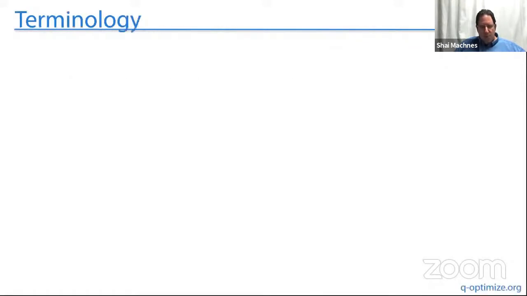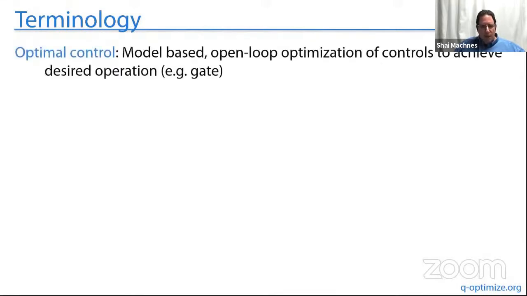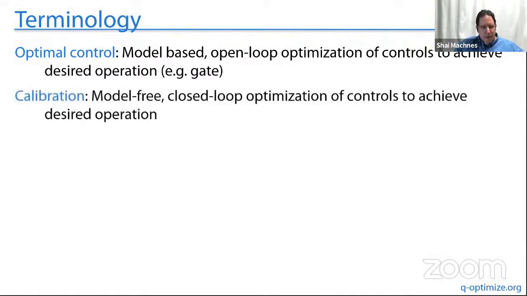So the basic terminology, so we're sure we're using the same terms for everything. We define optimal control as something that's model-based, where you do some open loop simulation and try to achieve the best possible controls to perform some operation. Let's say you want to do an entangling gate. You have calibration, which is a closed loop optimization where you use the actual quantum device to iteratively improve the controls. It has the advantage and disadvantage of being model free.